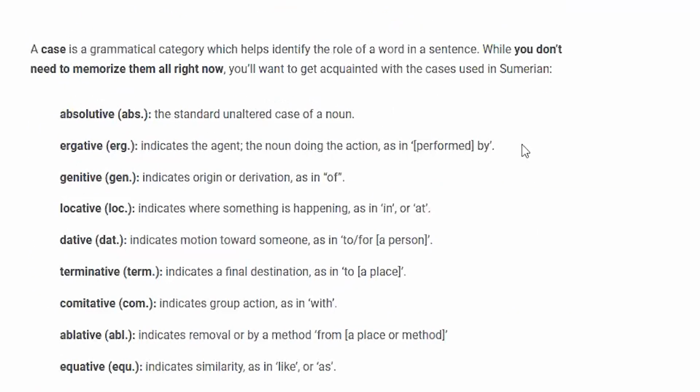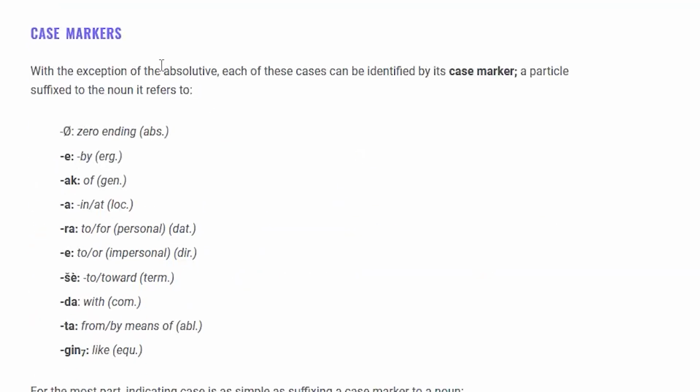So each of these cases has a little case marker that comes after it, except the absolutive case, which is obviously the 0 ending over here. The ergative is marked by e, genitive is marked by ak, the locative is marked by a. Most of the time, there are exceptions to these, and we will talk about those. The dative case is marked by ra. The directive case, which I do have listed in here for some reason, is marked by e, or the letter a. The terminative case is marked by she, that's she 3.